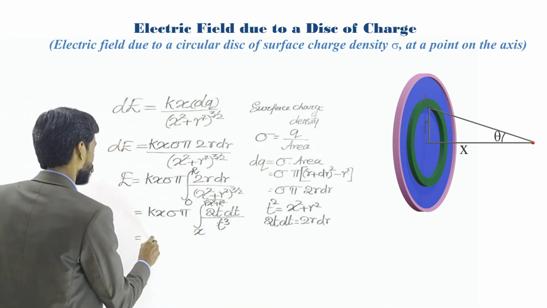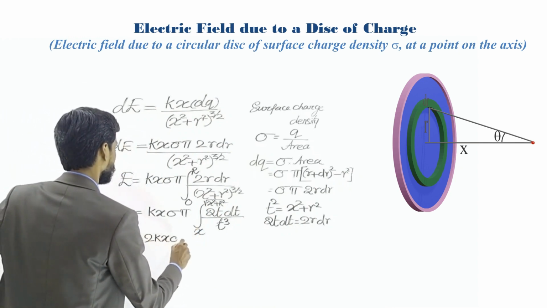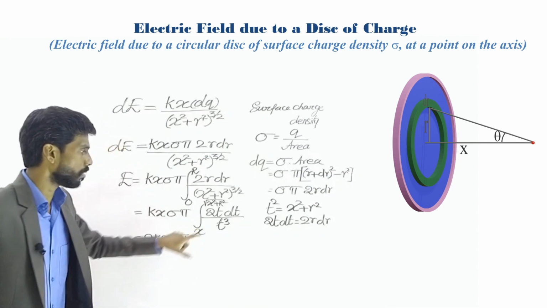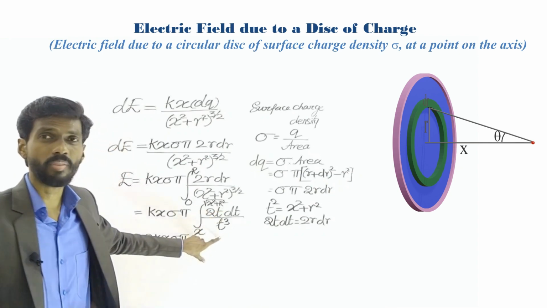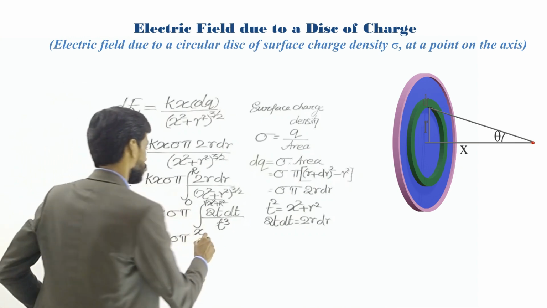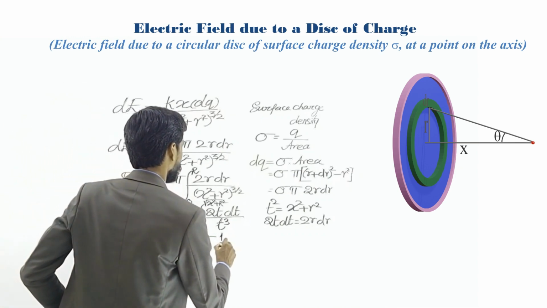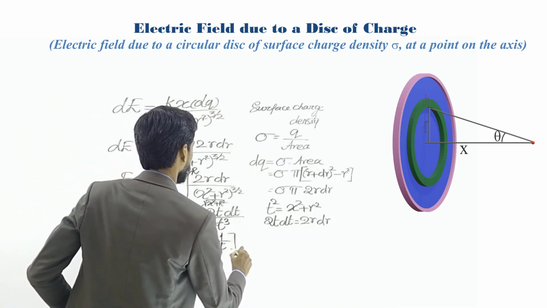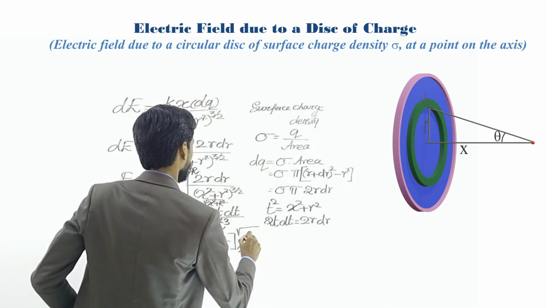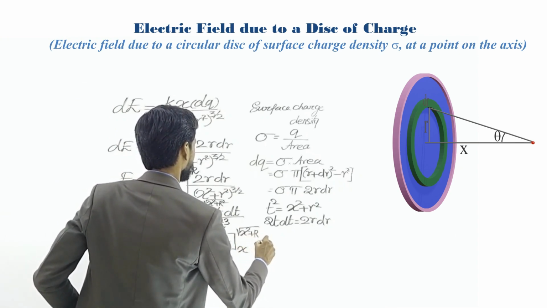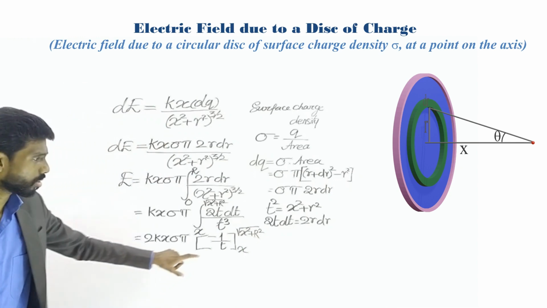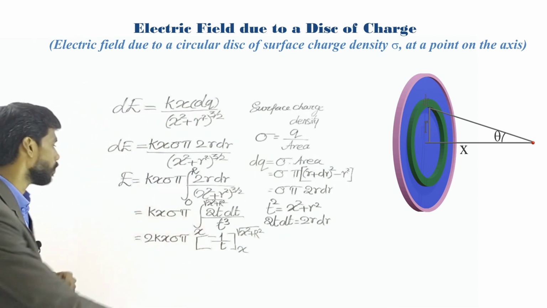So this can be written as 2kx sigma pi, times 1 divided by t squared. So what is the integration of that? That is minus 1 by t, from x to square root of x squared plus r squared. If you substitute the upper and lower limits, we will get the value.